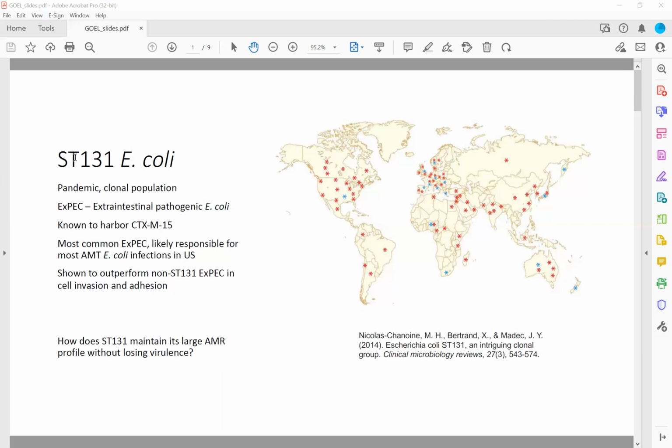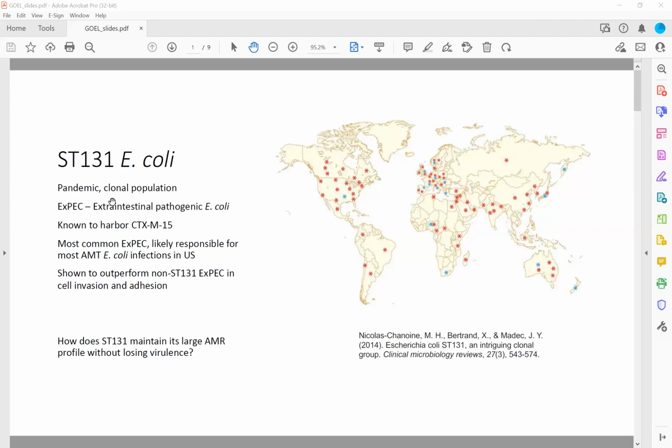So what sequence typing is you basically look at variations in what are called 7 housekeeping genes, and bacteria that have the same pattern of variations in those 7 housekeeping genes fall under the same sequence type. So sequence type 131, ST131 E. coli, is of interest because it is a rapidly emerging, usually very antibiotic resistant strain of E. coli that is known to cause extraintestinal pathogenic disease.